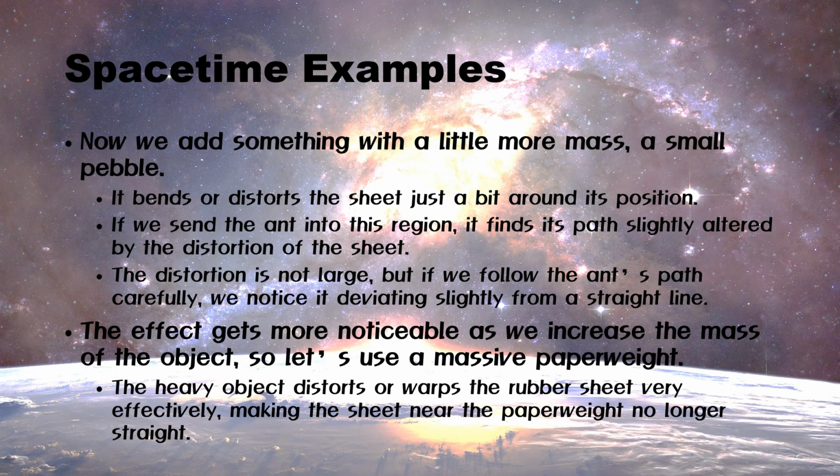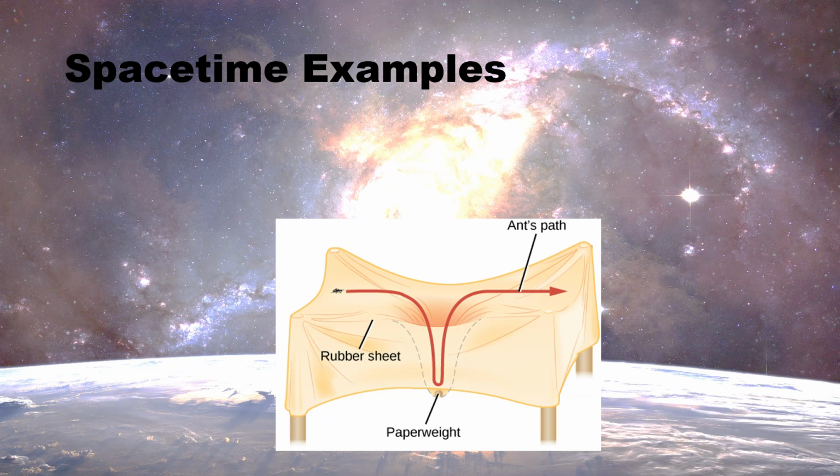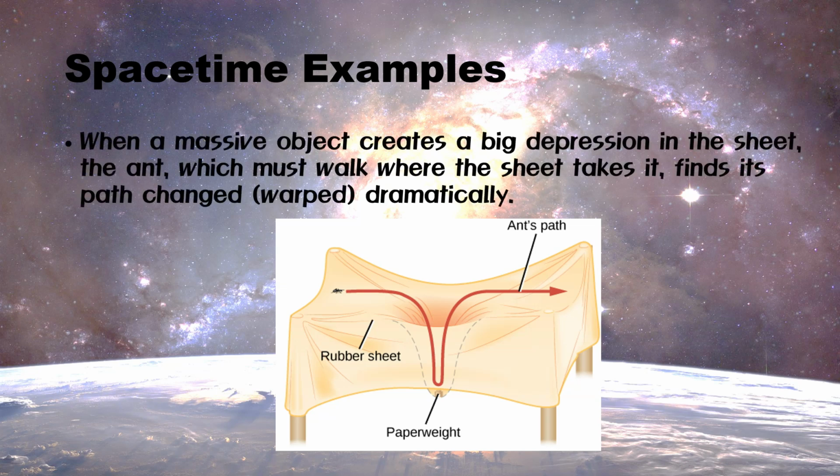So let's jump all the way up to a massive paperweight. Now this heavy object will distort or warp the rubber sheet very effectively, making the sheet near the paperweight no longer straight. Now when a massive object creates a big depression in the sheet, the ant, which must walk where the sheet takes it, finds the path changed or warped dramatically. As you can see here in this image, the ant is going to have to continue in a straight line, but it's going to have to encounter this large dip that it has to overcome.